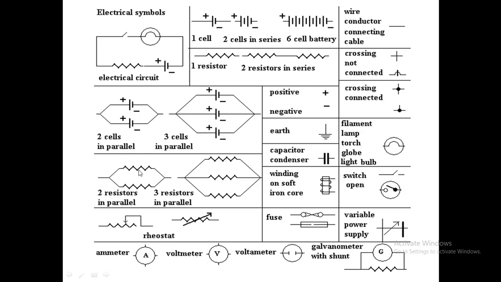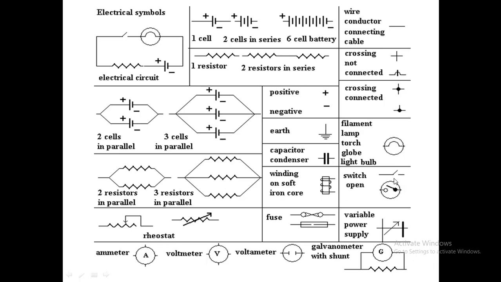Not only cells, we can also connect resistors in series as well as in parallel. Already we have seen resistors in series. Now we can see resistors in parallel. Two resistors are combined in parallel. Now remember, a resistor won't have any positive or negative terminal. Any terminal can be taken as positive and any terminal can be taken as negative. Winding on soft iron core. Here you can see how the wire is wound on a soft iron core.